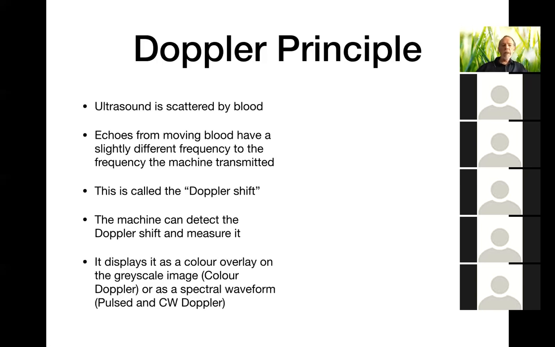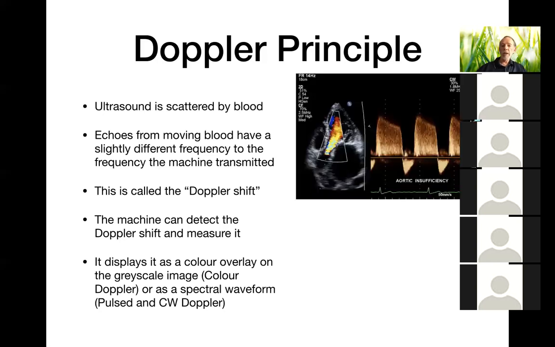Now, the display may be as a color image overlaid on top of a grayscale image, and we call that color Doppler, or it may produce a spectral display, which shows a waveform. In other words, a varying signal which shows us how the blood velocity in a vessel or in the heart is changing with time. And that can be acquired with either pulsed Doppler or continuous wave Doppler. So we actually have 3 different forms of Doppler instrumentation. But let me just talk about first a couple of examples and then about some further details of the principles.